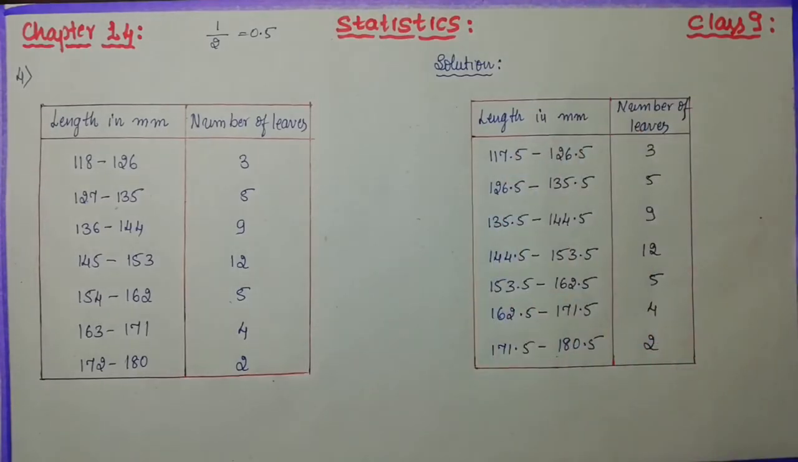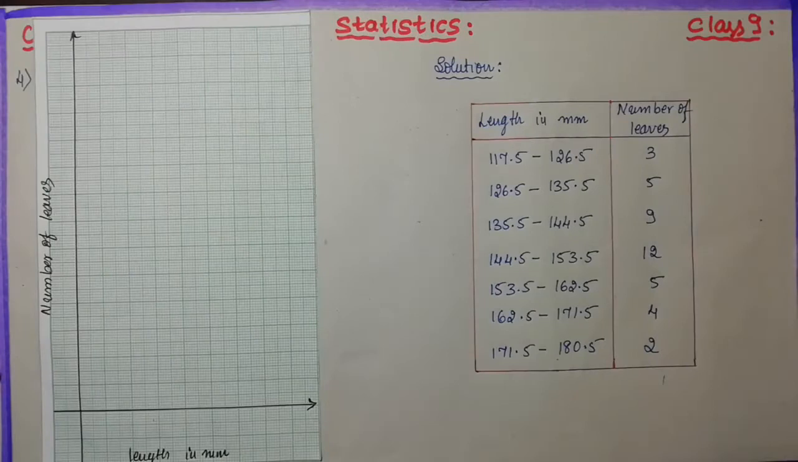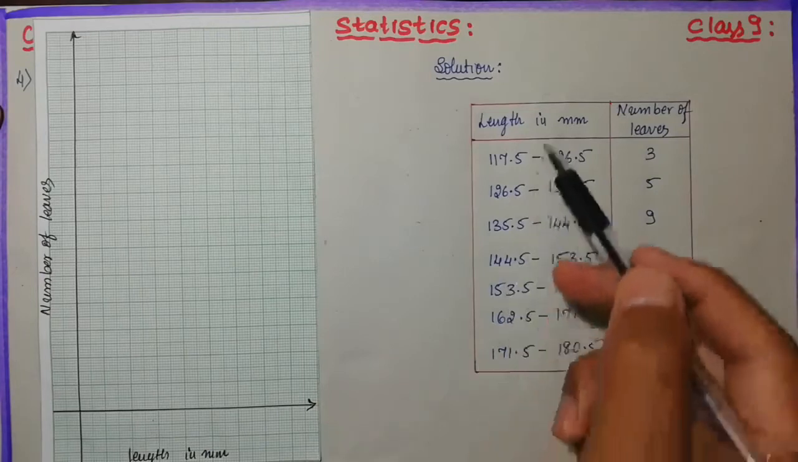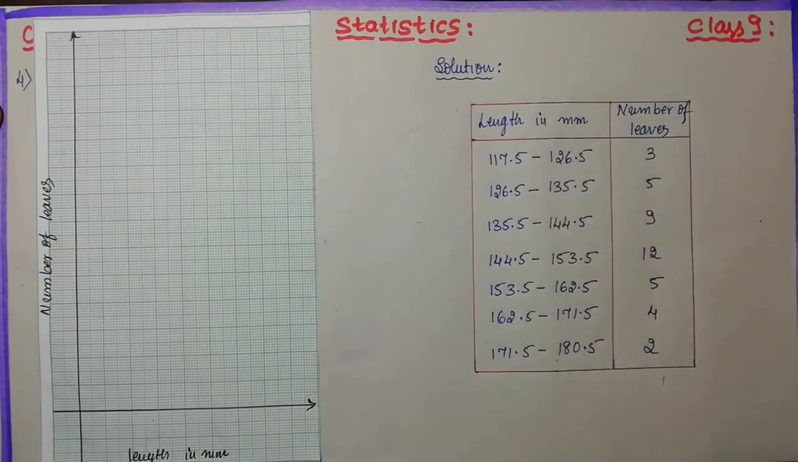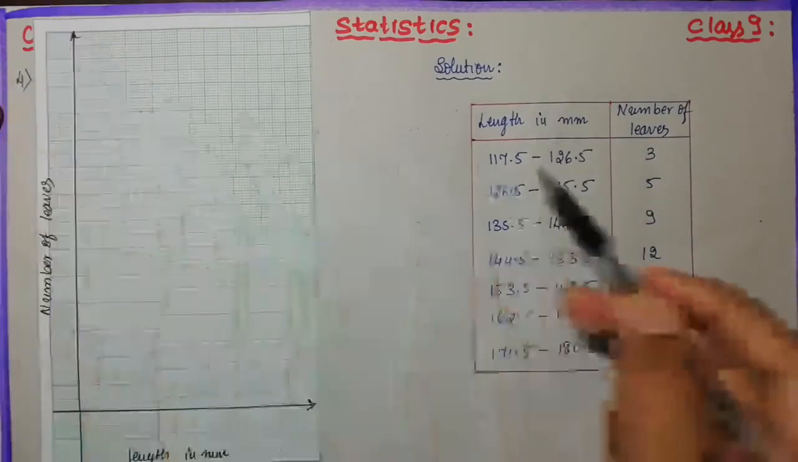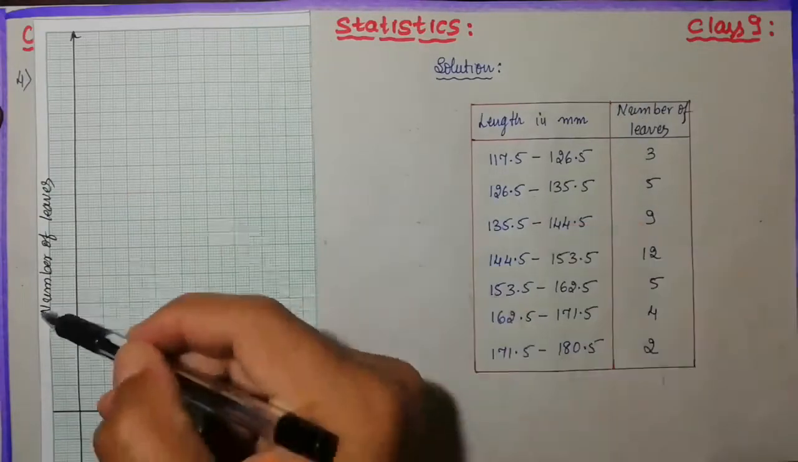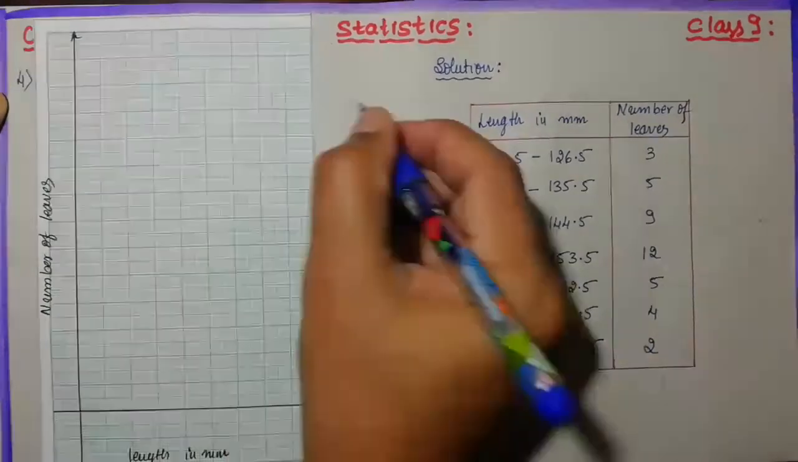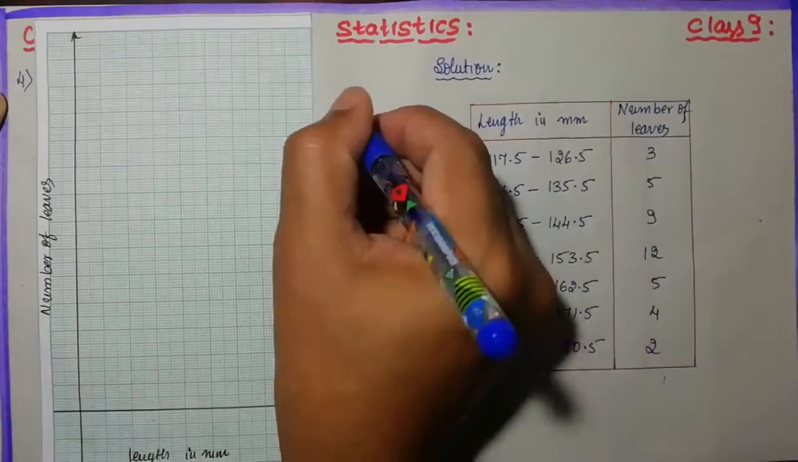For this table you need to draw a histogram. I have already written the axes. In this direction, on the x axis, you need to write length in millimeter, and in the y direction you need to write number of leaves. Now the next step is scale. Choosing the scale is very important. Actually you need to write on the graph sheet, but I am going to write it here.